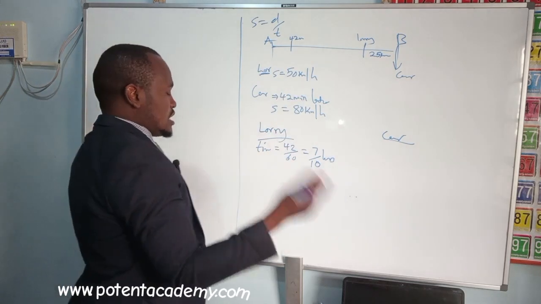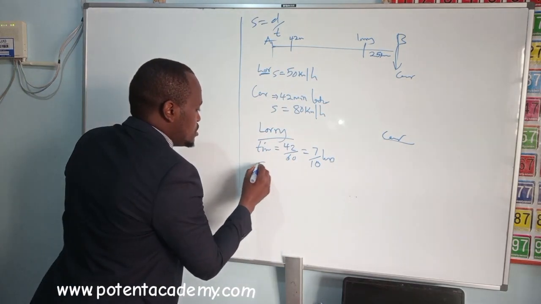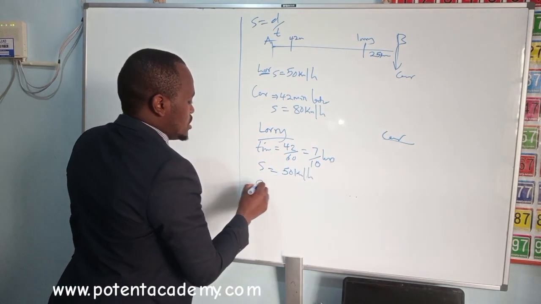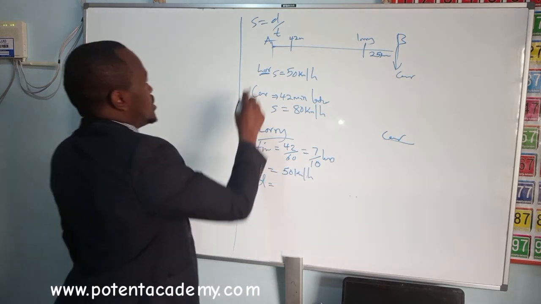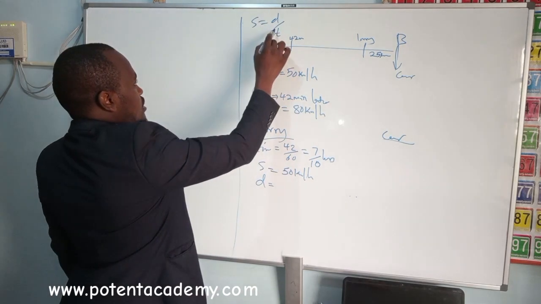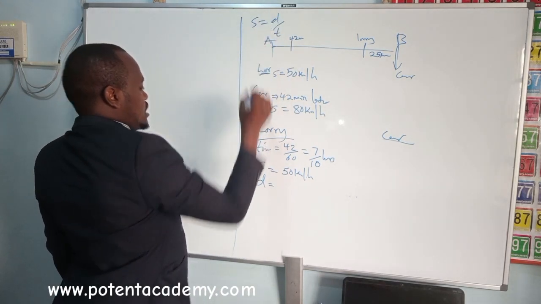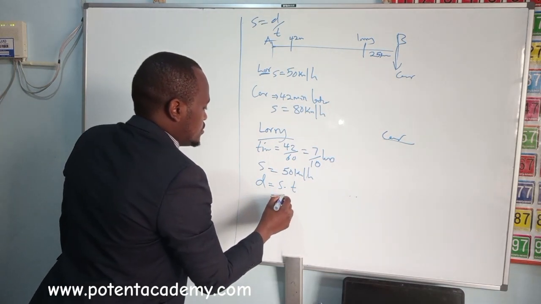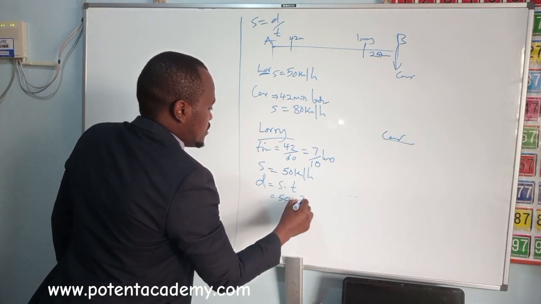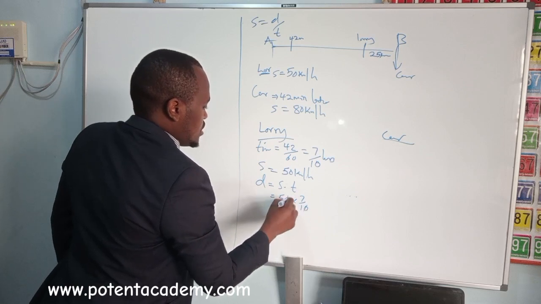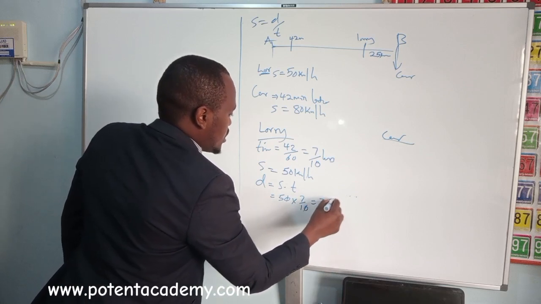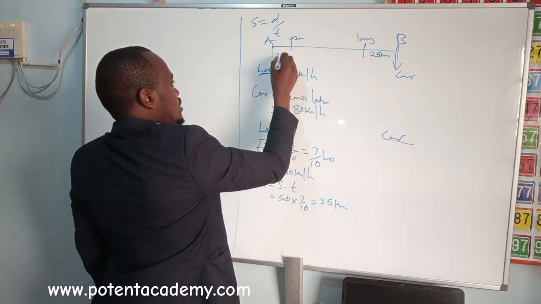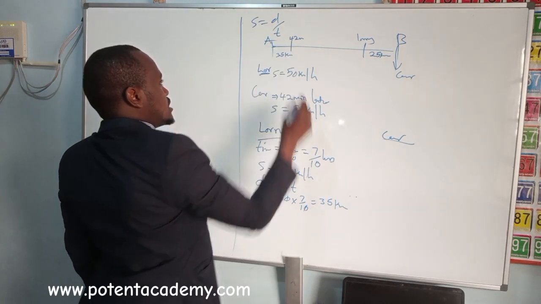So we are interested in the distance. Speed we know is 50 kilometers per hour. So what is the distance? Speed is equal to distance over time, so distance is S times T. This is 50 times 7 over 10. So this is 35 kilometers. So this lorry had covered 35 kilometers at this point, okay?